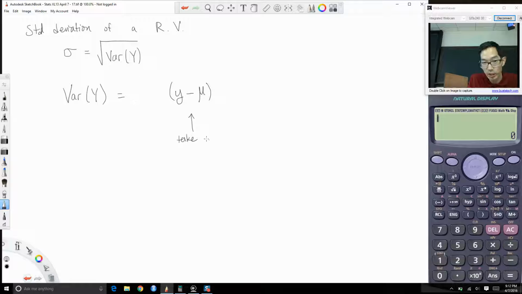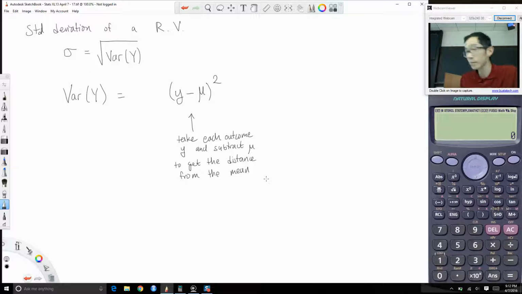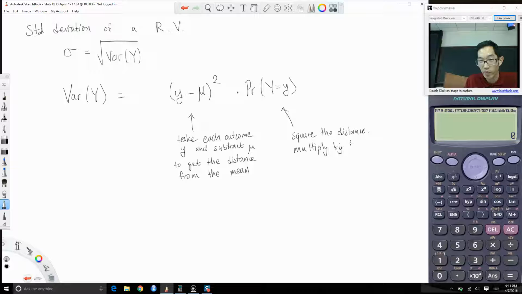Leave some space when you're writing this. Take each outcome y and subtract mu to get the distance from the mean. Then we square that distance and multiply it by the probability of getting the outcome y. Okay, and then we're going to add those up.